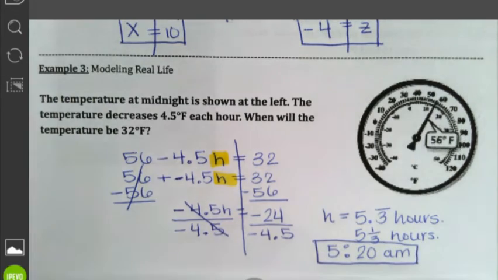And that is the end of the one-step equations using multiplication or division with negatives notes.